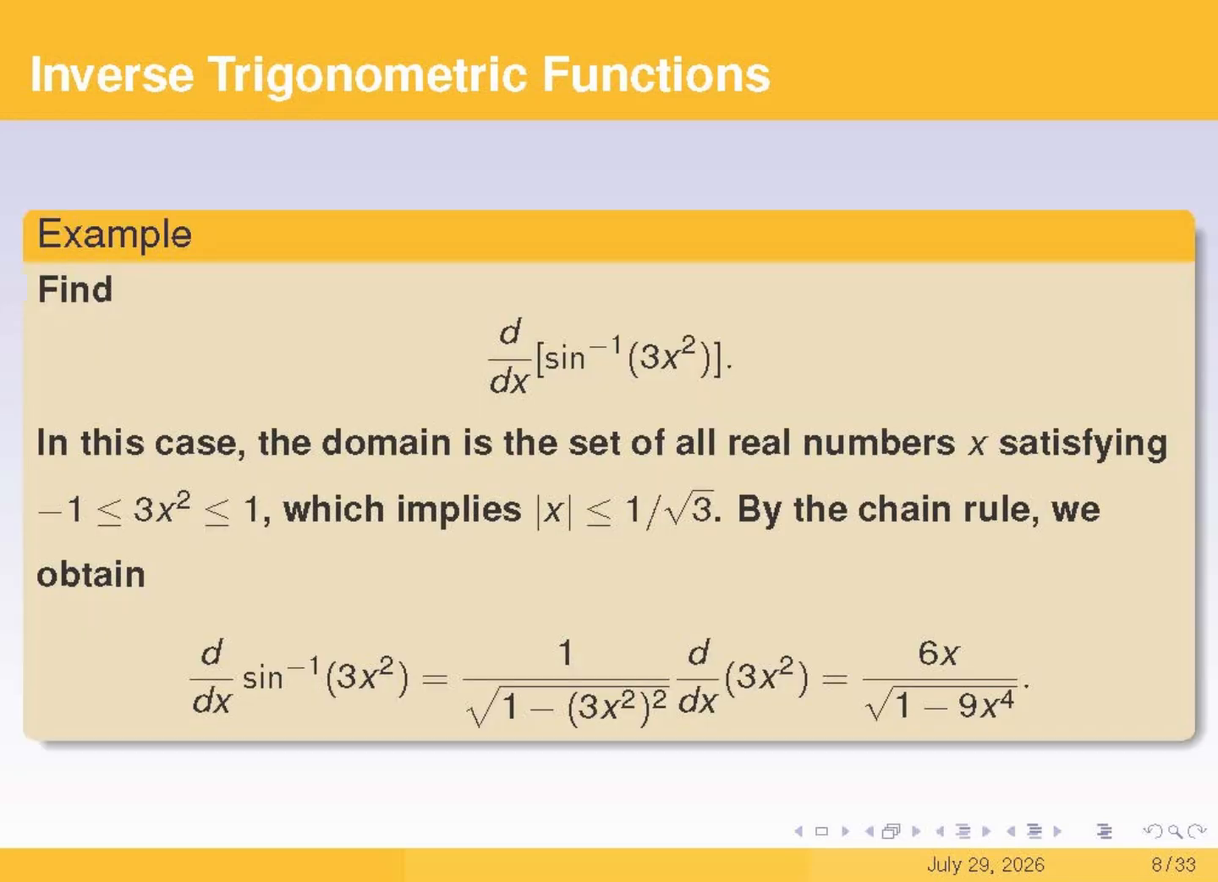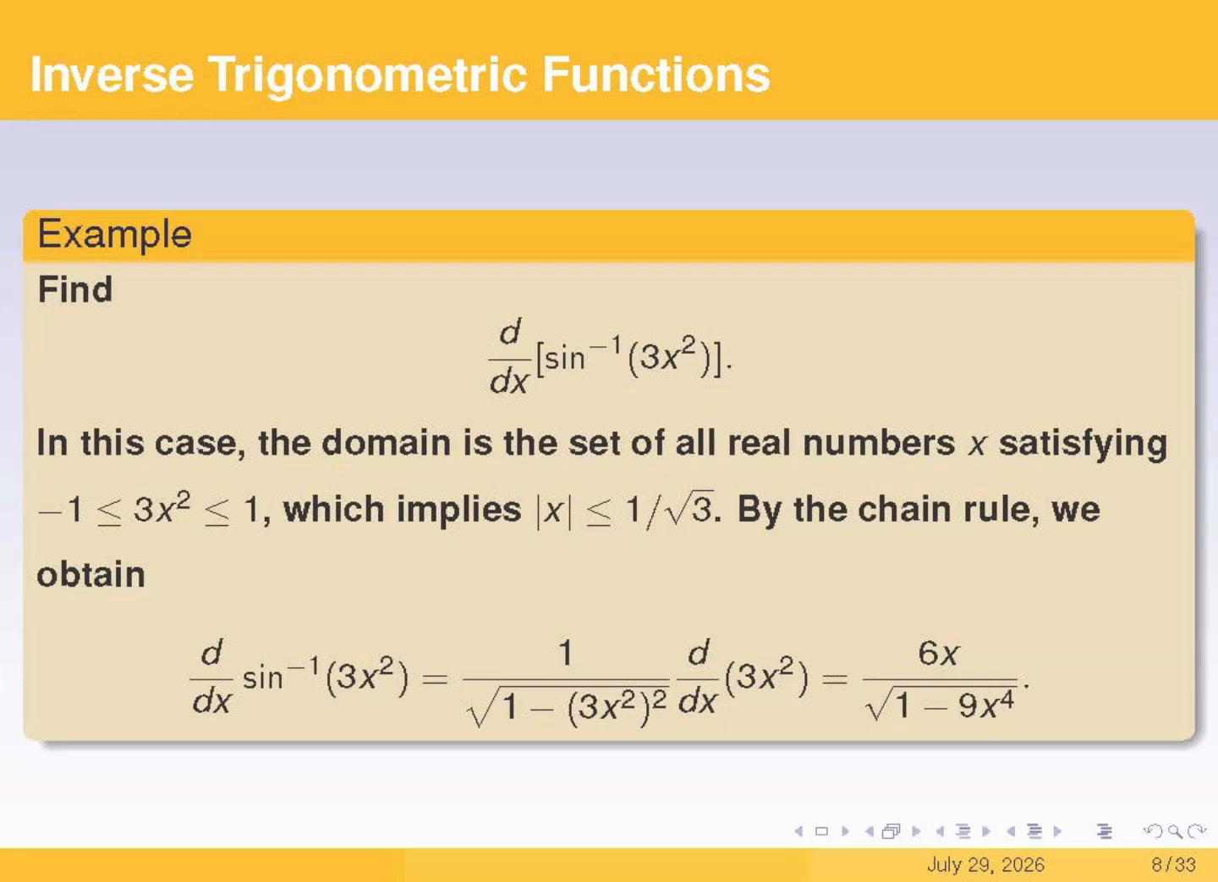In this example, we need to find the derivative on line 2. First off, we have to check the domain. Since the domain of arc sine is the closed interval from negative 1 to 1, 3x squared has to be between negative 1 and 1. That means the absolute value of x must be less than or equal to 1 over the square root of 3. The full derivative calculation is shown on the bottom line. The first equal sign uses the chain rule for the derivative of arc sine, and after that, it is pretty easy to finish up.